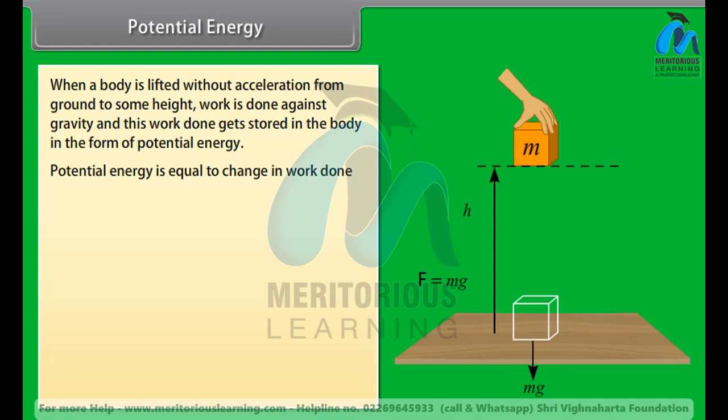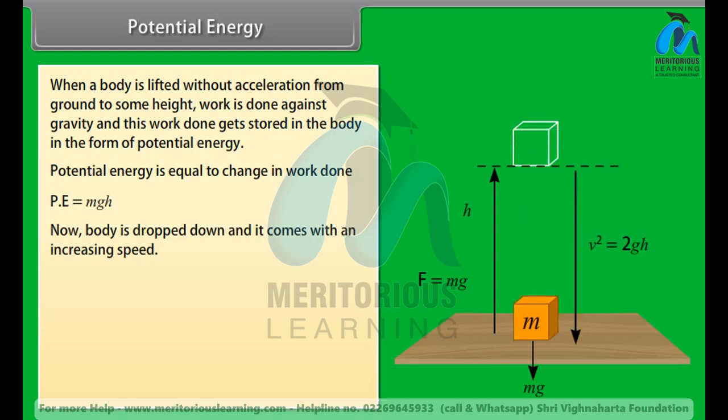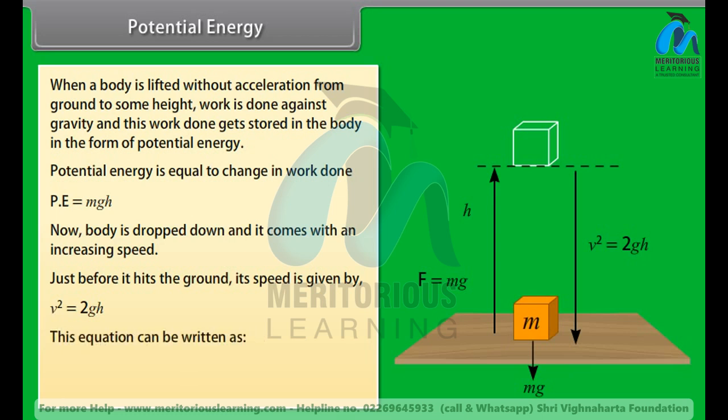Potential energy is equal to work done. So, potential energy is equal to mgh. Now, when a body is dropped down, it comes down with an increasing speed. Just before it hits the ground, its speed is given by v square is equal to 2gh. This equation can be written as half mv square equals mgh.